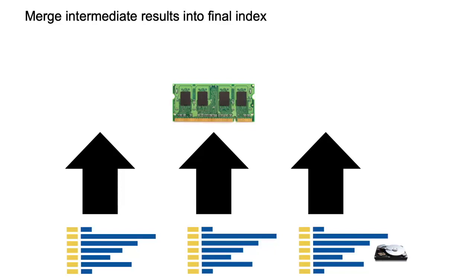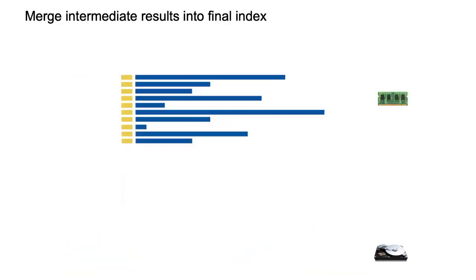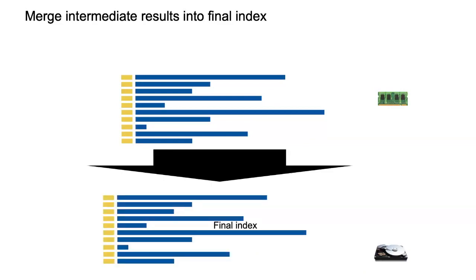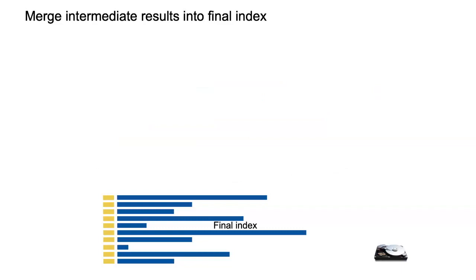Of course, that's not yet a standard inverted index. But what we will do now is merge these intermediate results, because they are much smaller than the collection. We merge them into a single big index that we put back on the disk. So this is the idea, okay?